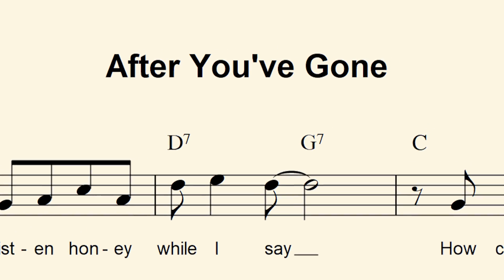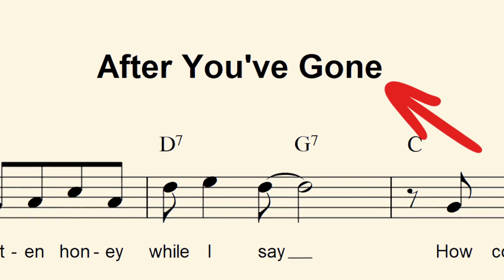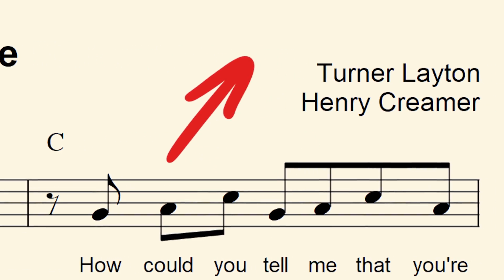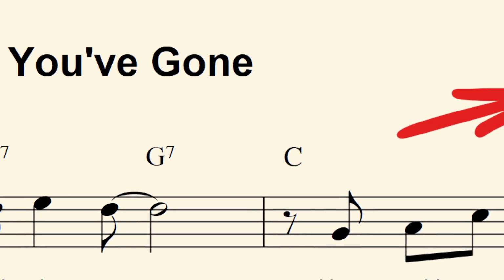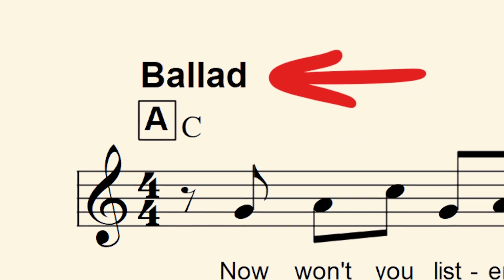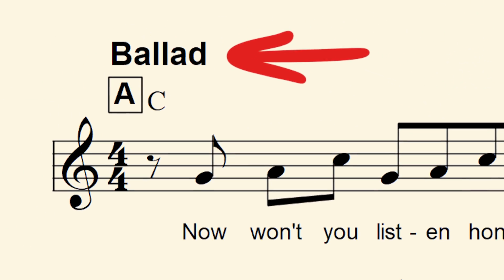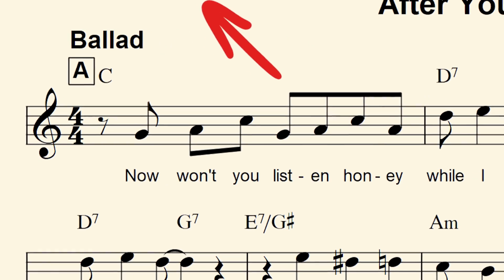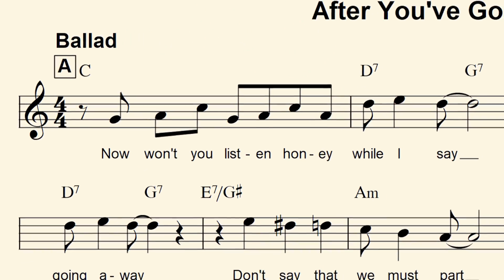So here's the basic anatomy. At the top, we have the title of the song. Over here, we see that it was written by Layton and Creamer. And here, this tells us the tempo and or style of the tune. As we can see, this one is a ballad. You might see some lead sheets give you an actual metronome marking, but this says enough.